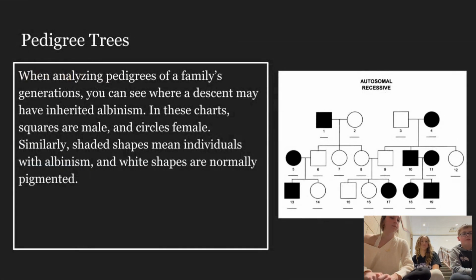Here's the pedigree tree, and when analyzing the family generations, you can see the descent and many who have inherited albinism in these charts. The squares are male and the circles are female. The shaded shapes mean individuals with albinism, while white shapes are normal. So you can see that both a male or a female who has albinism will only pass it on to half or a quarter.